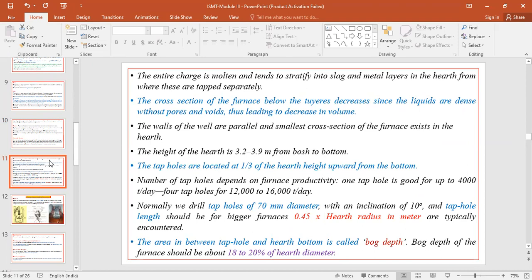The height of the hearth is approximately 3.2 to 3.9 meters from the wash to the bottom, and the tap holes are located at one third of the hearth height upward from the bottom. The number of tap holes depends upon the furnace productivity. One tap hole is good if you have a production rate of 4,000 tons per day, and if it is anything more than that, then we should increase the number of tap holes. If you have a production capacity of 12,000 to 16,000 tons per day, then you should have at least four tap holes.